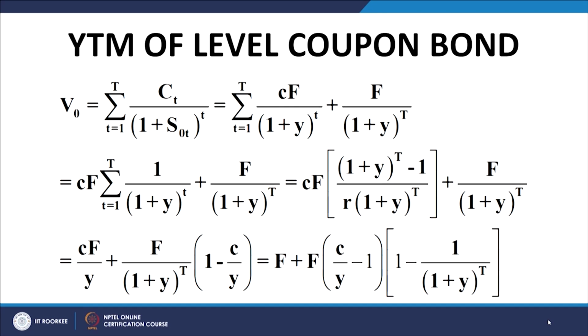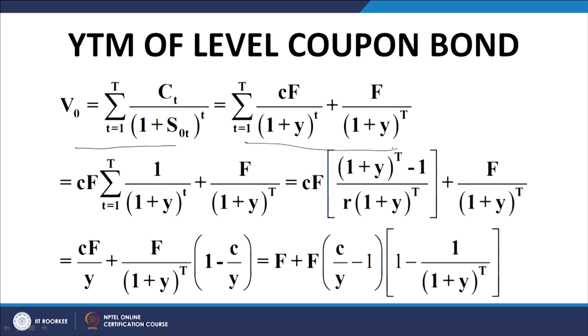Now, this arises from the DCF formula. The left hand side, this first part, is what arises from the DCF formula, and the second part arises from the definition of YTM. So, if you equate the two, you can get some relationship between the spot interest rates and the YTM in the case of a level coupon bond. And let us now investigate the relationship between coupon rates and YTM.